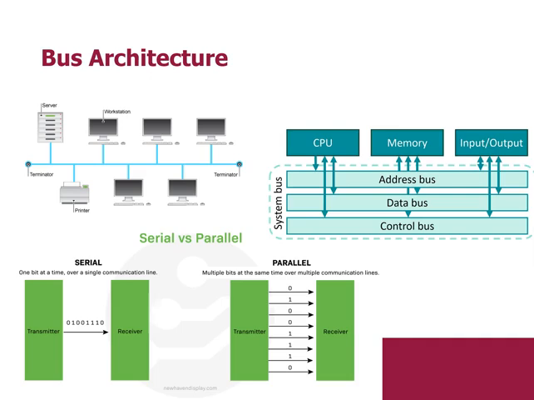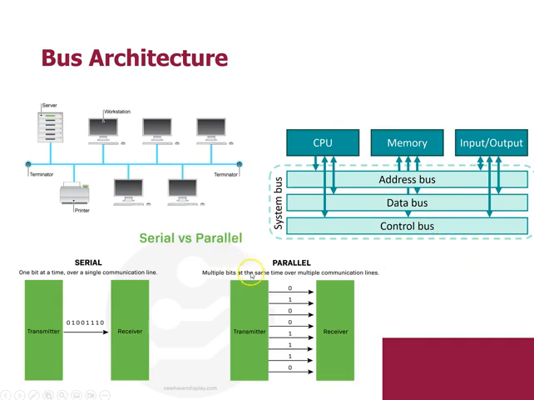This is the backbone of a computer, enabling communication between the CPU, memory, and input and output devices. The system bus consists of three main components: the address bus, which carries the memory addresses that the CPU wants to access; the data bus, which carries the actual data being transferred; and the control bus, which carries control signals that coordinate the activities of the different components.